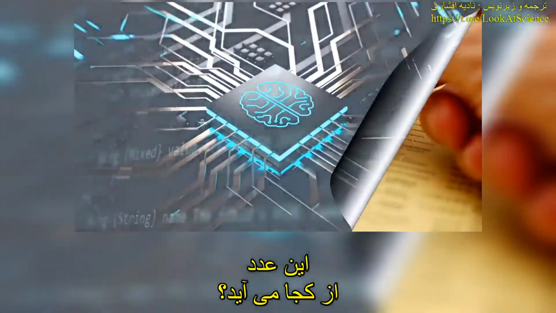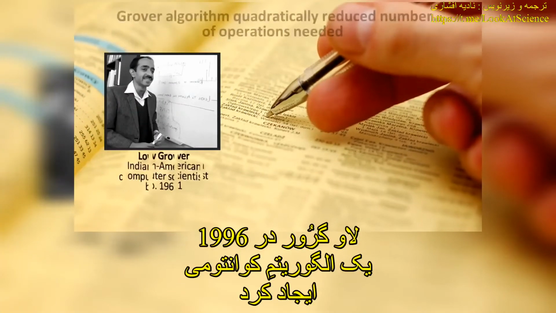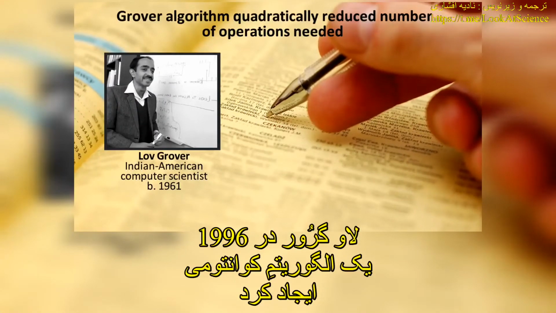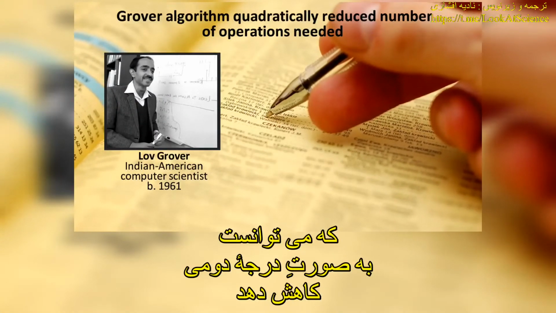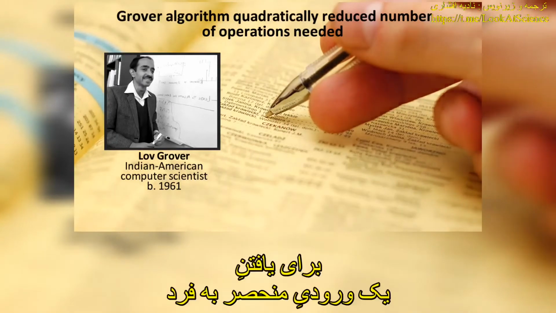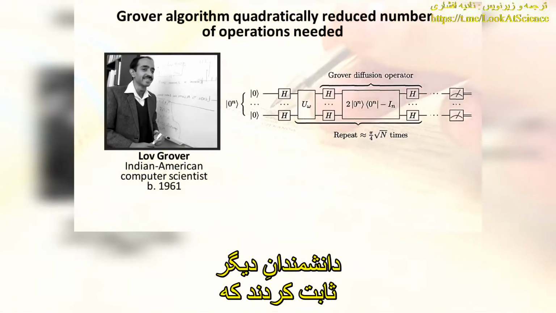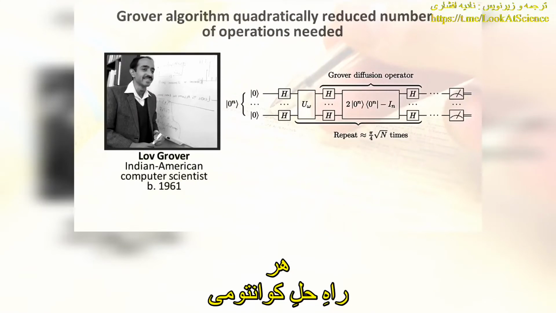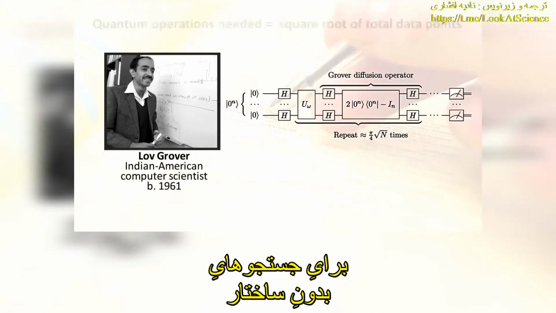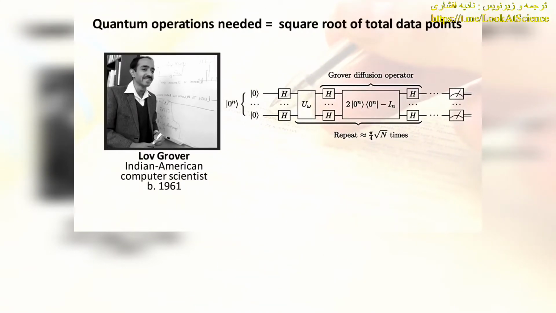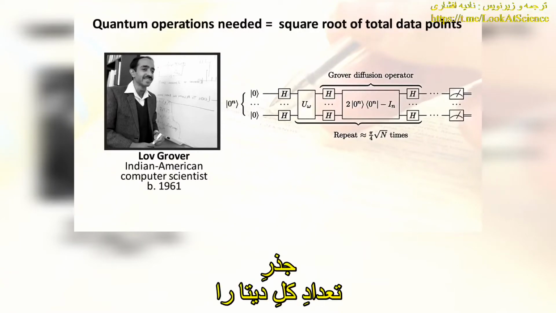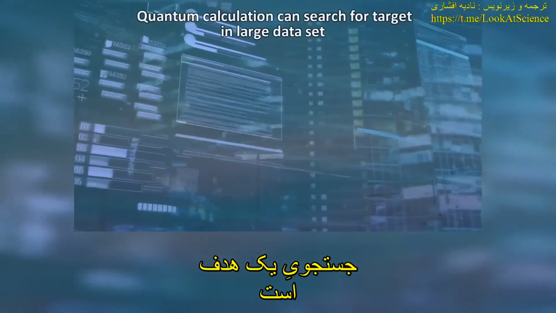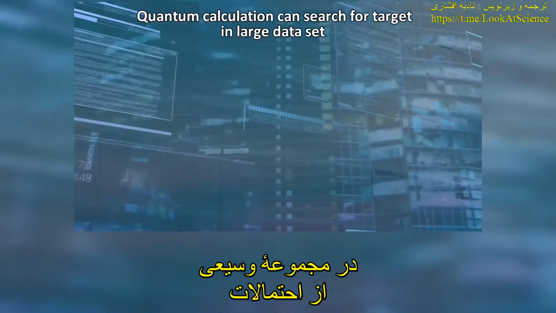Where does this number come from? Lov Grover in 1996 developed a quantum algorithm that could quadratically reduce the number of operations needed to find a unique entry. Other scientists proved that any quantum solution for unstructured searches, like the phone book data problem, would only need to evaluate the square root of the total number of data points.